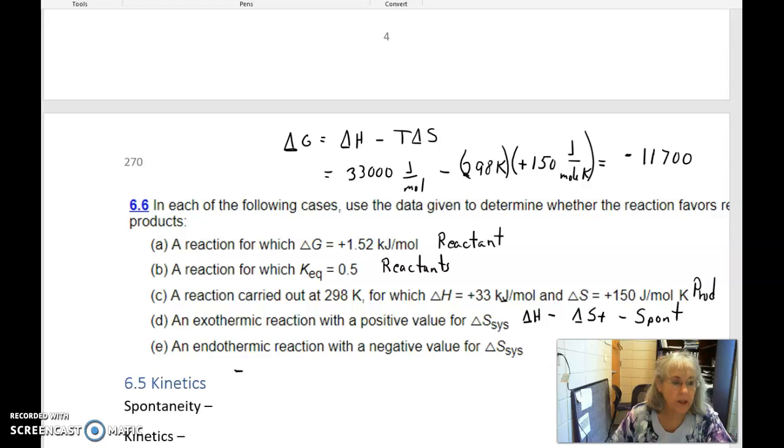An endothermic reaction, our delta H is going to be positive with a negative delta S. Well, we look up here at this reaction. This is a positive term, and the negative of a negative gives us this as a positive term. There's no way that delta G can be negative, and so this will be non-spontaneous. And if it's not spontaneous, then the reactants are favored. Here, this was spontaneous, and so the products are favored.